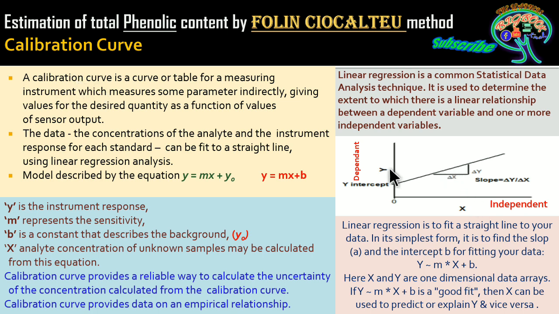When you consider linear regression further, it is to fit a straight line to your data. In its simplest form, it is to find the slope m and the intercept b for fitting your data. Now here the formula is y equals mx plus b. Here x and y are one-dimensional data arrays: x is one dimension and y is the other dimension.